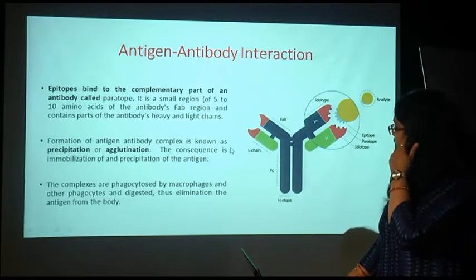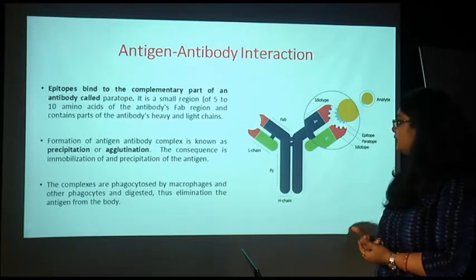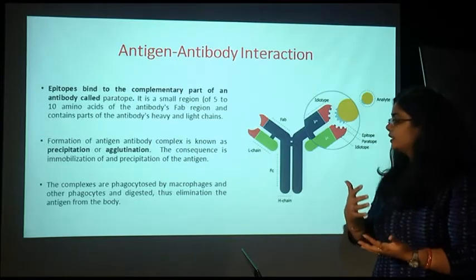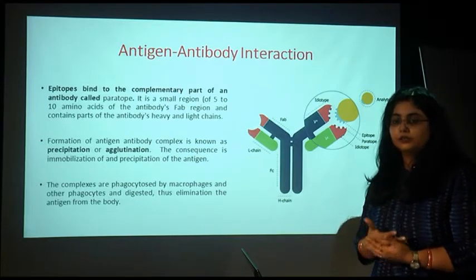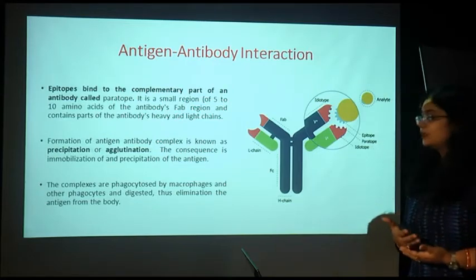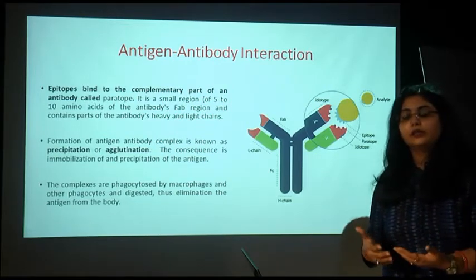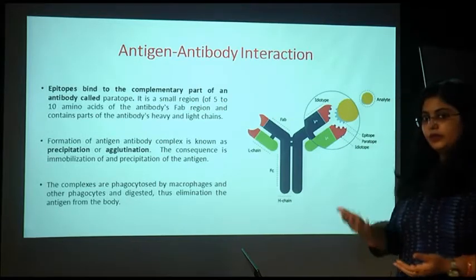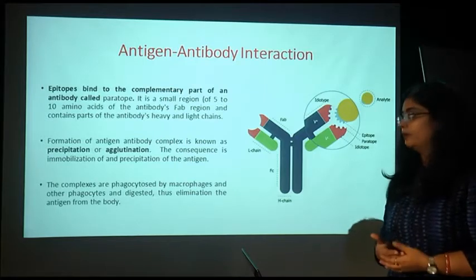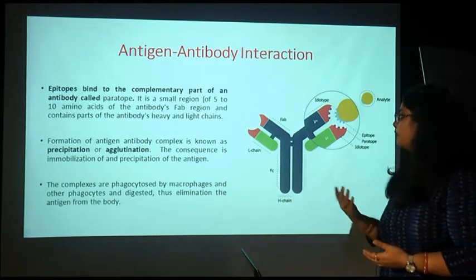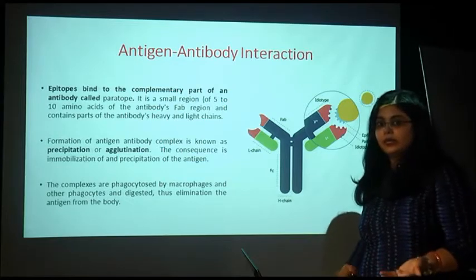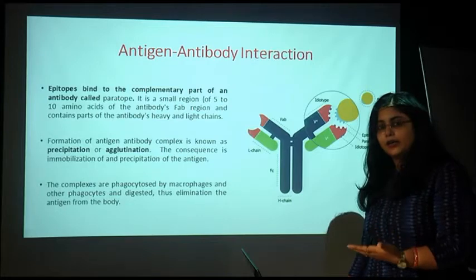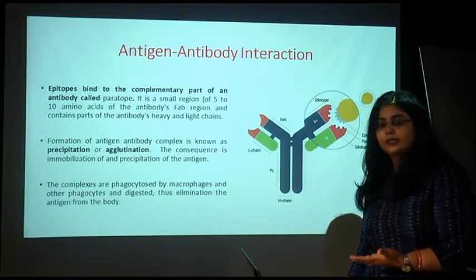Next is how exactly, whenever an antigen binds to an antibody, the process is known as agglutination or precipitation. It is called precipitation because basically the antigen is rendered immobile. Also, after the antigen and antibody have formed a complex, macrophages will phagocytose those complexes and thus eliminate the antigen from the body. Now, we have already discussed that antibodies are primarily secreted by the plasma cells.